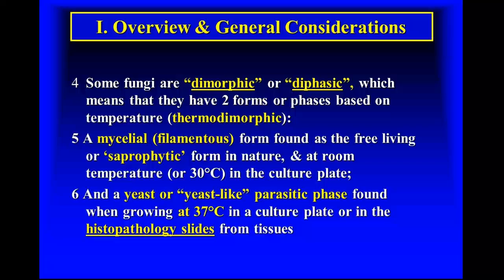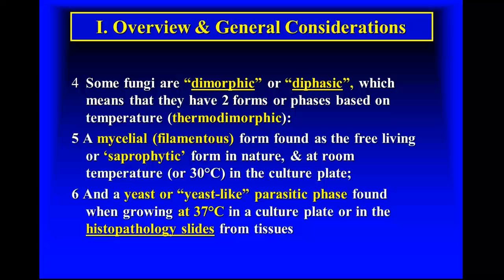Some of the very important fungi are what we call dimorphic or diphasic. So that means they have two forms or phases, and they switch via temperature, so they can be more appropriately called thermodimorphic. One phase is what's called a mycelial or filamentous form. That's a free-living form in nature. We call that the saprophytic form. That's the form we'll breathe in to establish infection, and that's a form that grows at room temperature in the micro lab on a culture plate at 30 degrees.